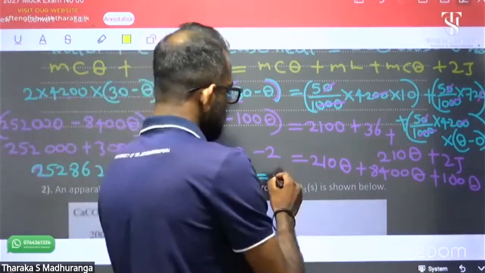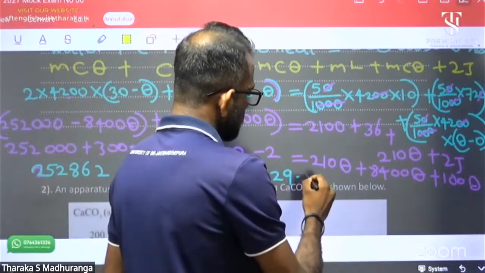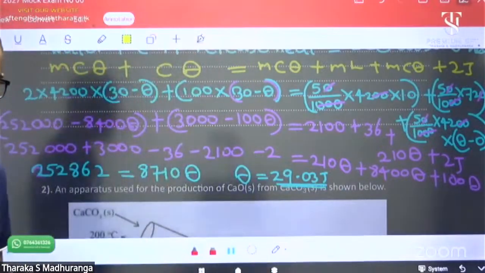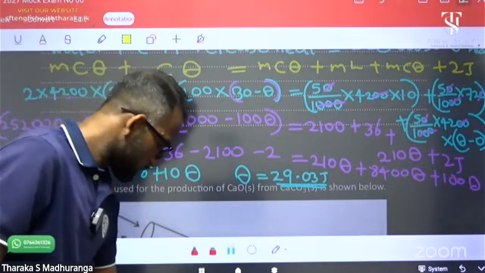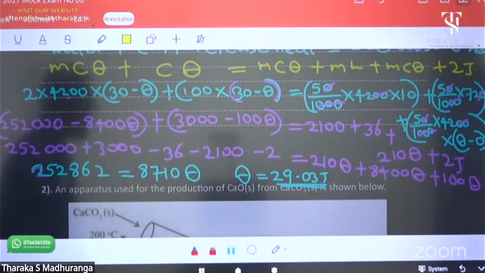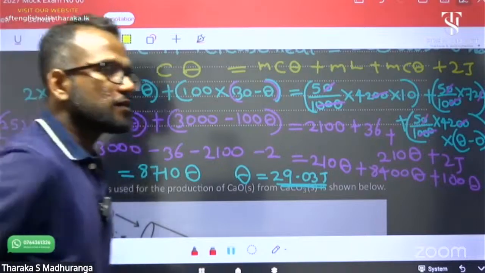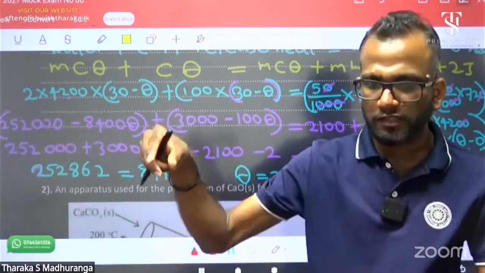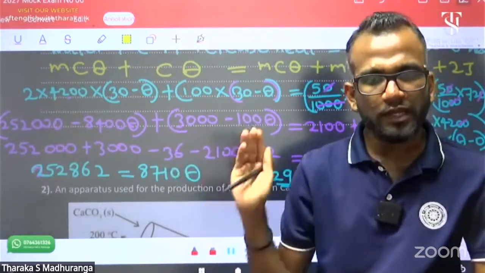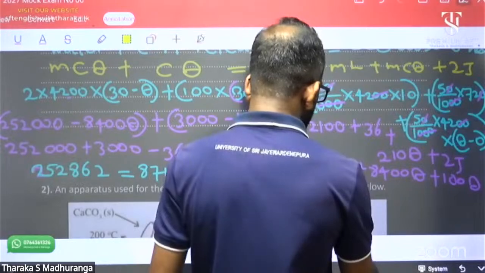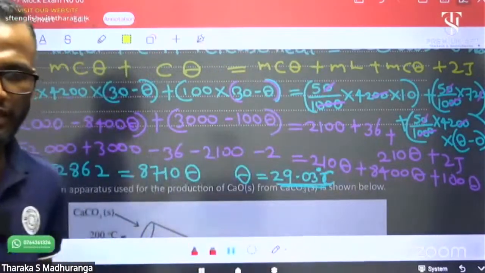Yeah, answer 29.03. That's the exact final answer. Right? That means initially the container was at 30 Celsius, and after adding 50 gram of a small ice cube, the container gets to 29 Celsius, not joule, Celsius. 29 Celsius approximately.